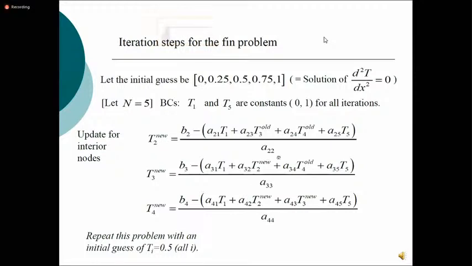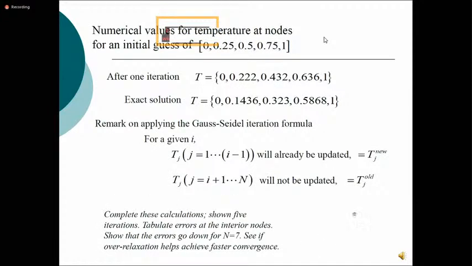And here I'm also showing you an extra detail. For T1 and T5, these are boundary nodes, these are fixed. So there is no superscript new or old for them. And then as you go along, when you do T3, T2 has been solved for already, so you can use the latest value of T2. But T4 is yet to be obtained, that will be the guessed value. So new and old will have to be judiciously used. So this is a matter of detail.